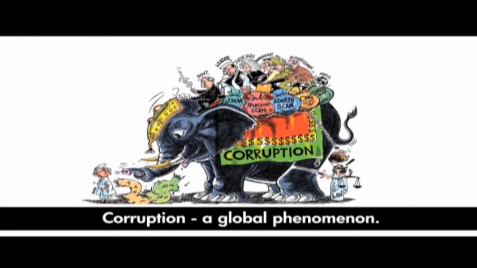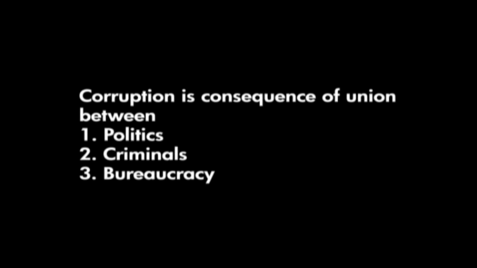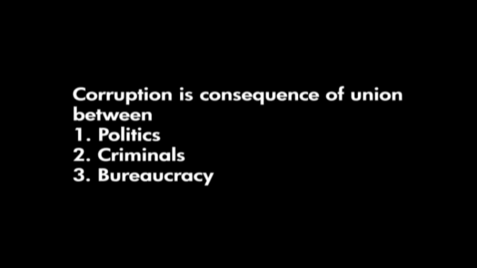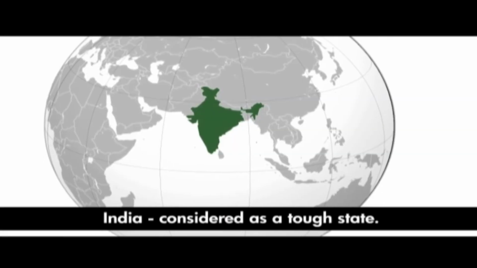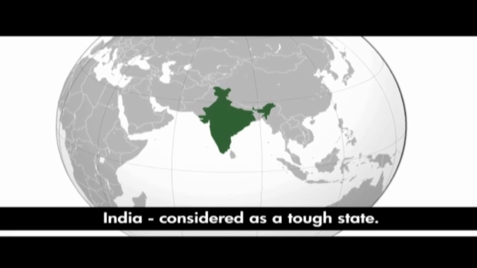Corruption, its causes and consequences. Corruption is considered as a global phenomenon. It is omnipresent. Over the past so many years, corruption has increased a lot and is now rampant in our society. Corruption is the consequence of union between politics, criminals, and bureaucracy. India is nowadays considered a tough state. India is labeled as a consideration state because here in India, everything can be had for a consideration.